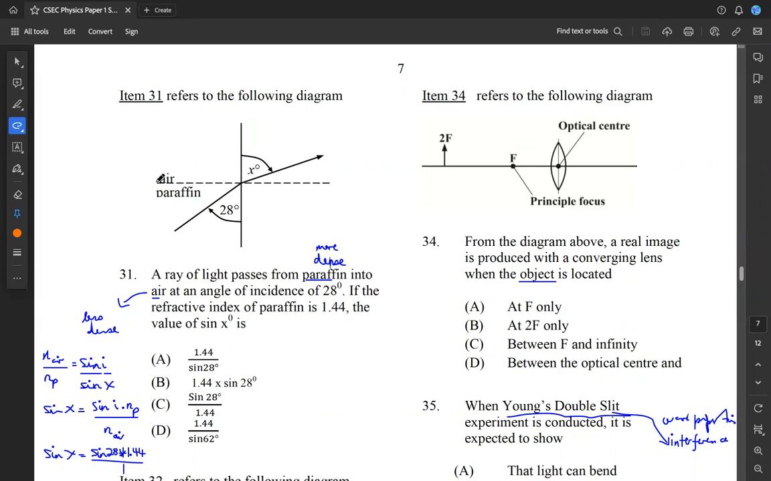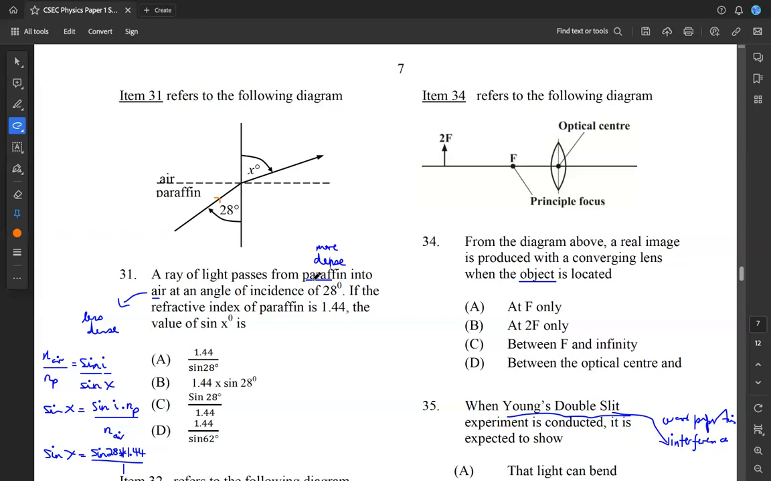Looking at the diagram, we can see there's an air-paraffin interface here, and we have the ray of light passing from the paraffin into air where it's refracted, and that angle of refraction is given by X degrees. The angle of incidence at the air-paraffin boundary is 28 degrees. So the question reads: a ray of light passes from paraffin into air at an angle of incidence 28 degrees.